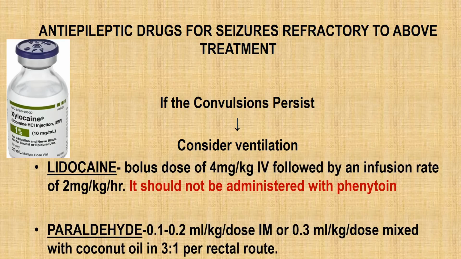Or we can give paraldehyde per rectally, 0.3 ml per kg per dose, which is mixed with coconut oil in a 3:1 dilution. Or we can give it intramuscularly also, 0.1 to 0.2 ml per kg per dose, if the patient is not responding to the lidocaine.